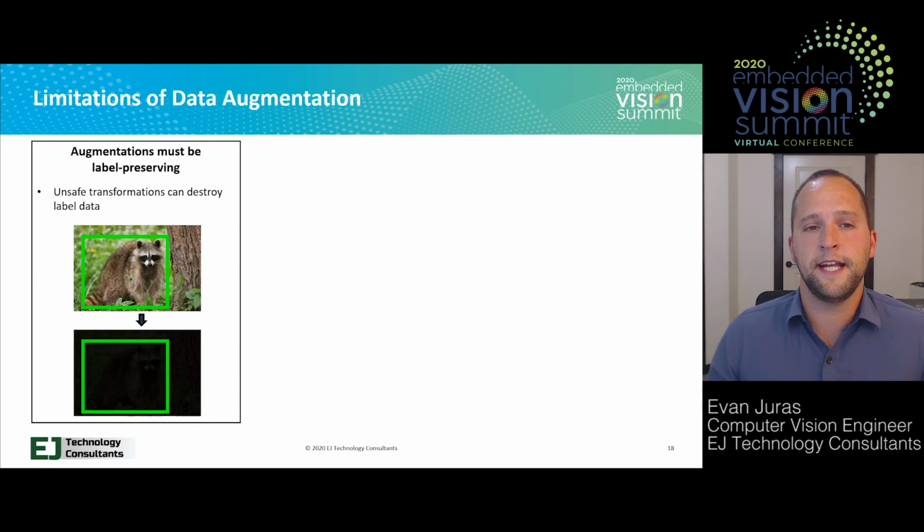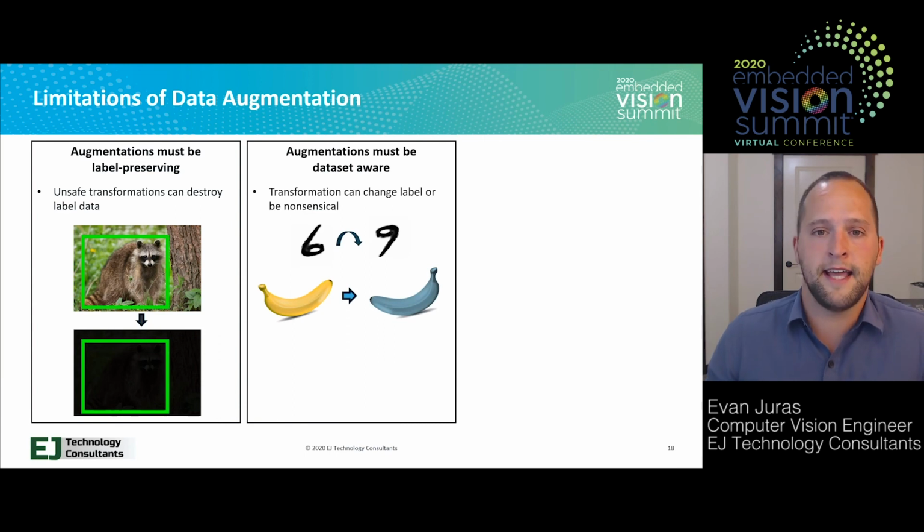So there are some limitations of data augmentations. One of them is that augmentation must be label preserving. Unsafe transformations can destroy the label data. For this example, I have a picture of a raccoon that I've darkened, but I've darkened it so much that you can barely see the raccoon anymore. The neural network really isn't going to be able to glean any useful data from this image, so I've effectively destroyed the data in the image.